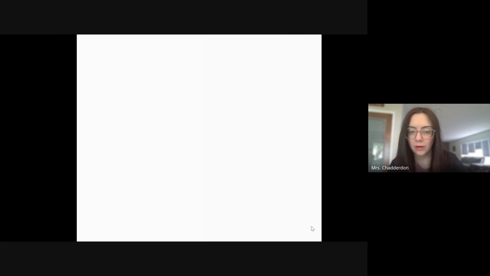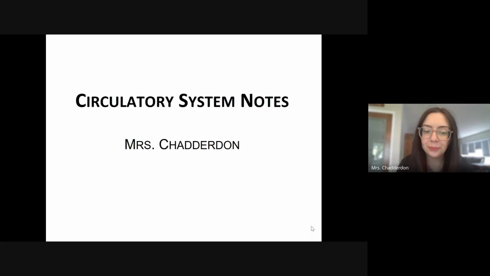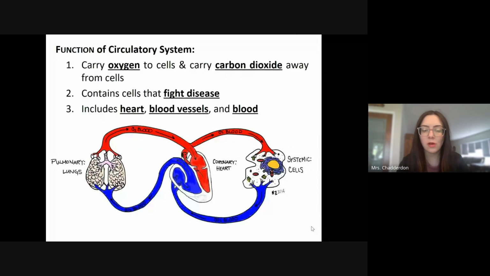Now we're on to the circulatory system. So the function of the circulatory system, there's a few things. So first, it is carrying oxygen to cells and carbon dioxide away from cells. Okay, so oxygen is something that all of our cells need, and carbon dioxide is a waste product that our cells produce, and we want to rid the body of carbon dioxide.